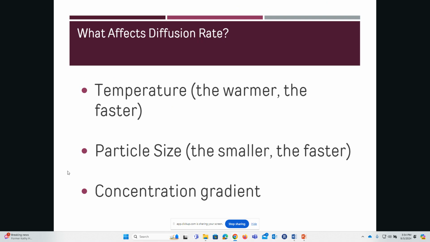With particle size, the smaller the particle, the faster it moves, and the more likely we are to see collisions between molecules and them moving from a high concentration to a low concentration area. And concentration gradient is really just talking about crowding. If you have an area with a ton of particles, because it's highly concentrated, when those molecules interact with each other, because it's so crowded in that high concentration area, they're even more likely to go through a membrane or a space or travel away to an area where there is a lower concentration.